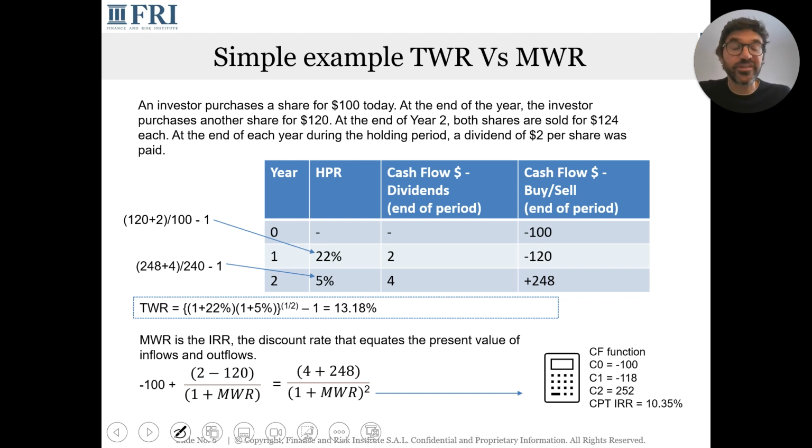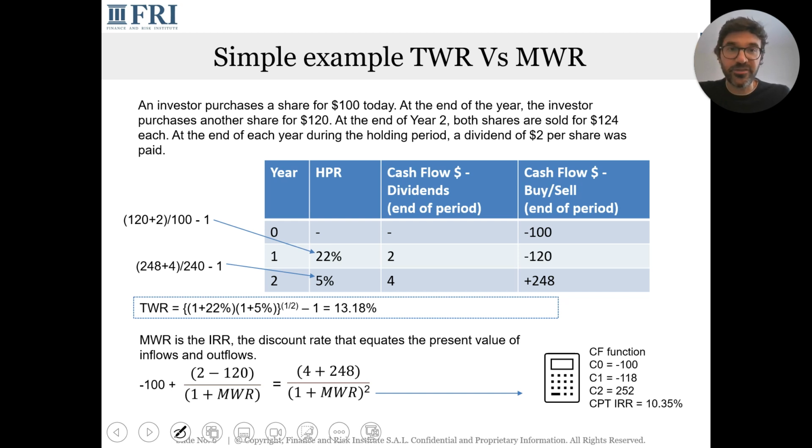An investor purchases a share for $100 today. At the end of the year, the investor purchases another share for $120, same stock, which means, by the way, that the stock appreciated from 100 to 120. At the end of year 2, both shares are sold for $124 each. At the end of each year during the holding period, a dividend of $2 per share was paid.